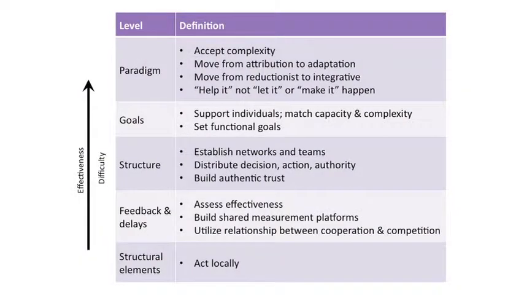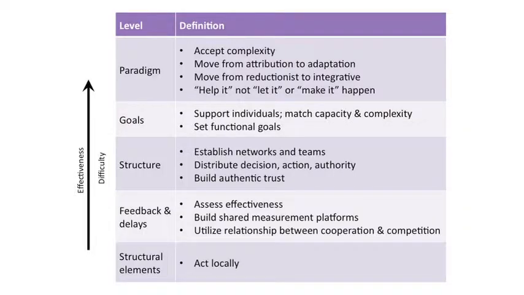Now, the last slide just shows that you can take some of those solutions for complex problems and sort them by where they address the system. So at the top, the paradigmatic things that are important is to accept that a problem is complex. Just start there, accept that it's complex and that solutions are different. Move from attribution to adaptation. Move from reductionism to an integrative approach. Help it happen, not let it or make it happen. Those are deeply held beliefs in a way about how to change a system.